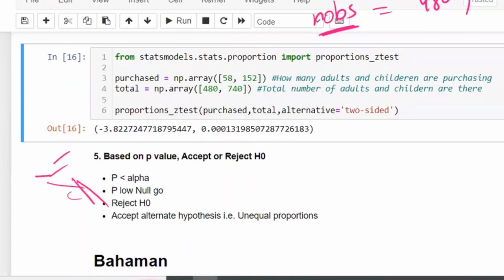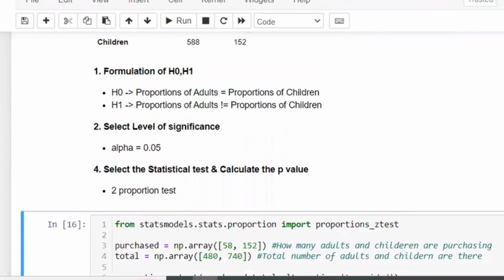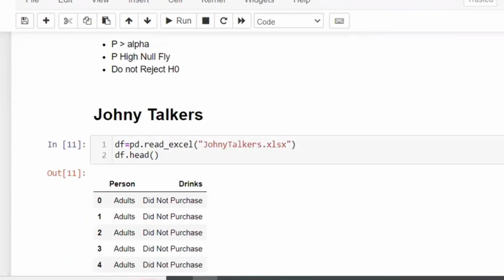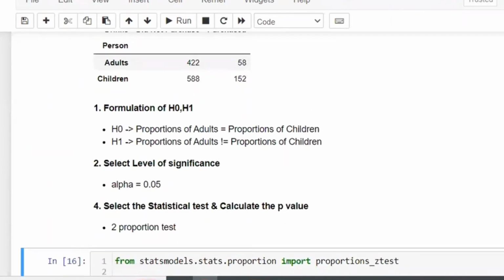And here you are going to see the p-value. Since the p-value is less than alpha, reject the null hypothesis. Rejecting the null hypothesis means accepting the alternate, which is that both proportions are not equal. Children are drinking more, whereas adults are drinking very little. Both proportions are not the same.